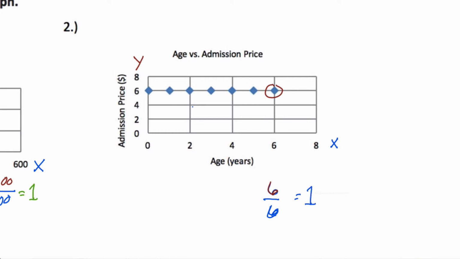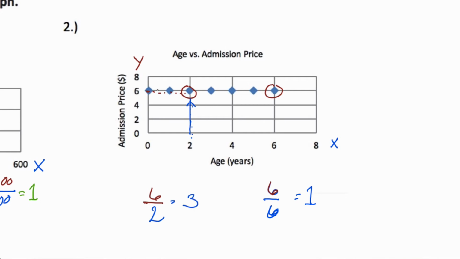It looks like it might be the same thing. But let's pick another one. Over here, it looks like y is 6. It still costs $6 to go to the movies, or the dance, or the play, or whatever the admission is to. And it looks like this person is 2 years old. So even a 2-year-old has to pay $6. This has a rate of 3.